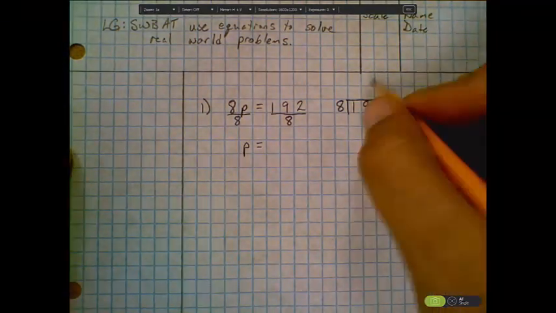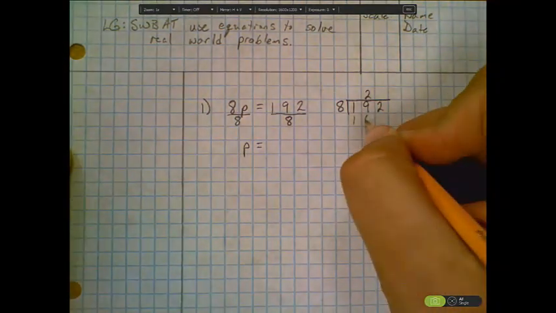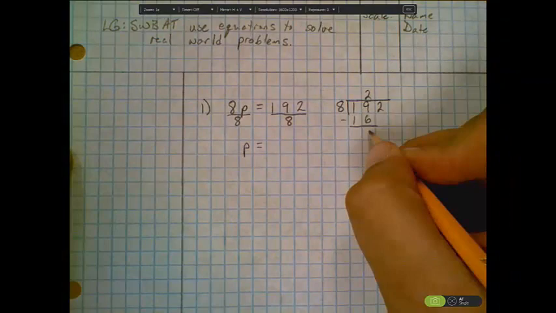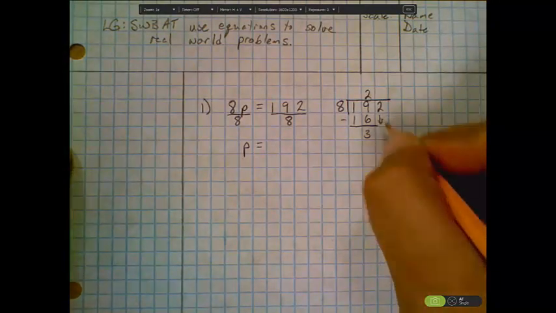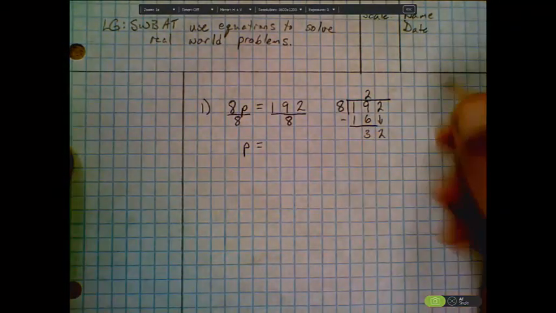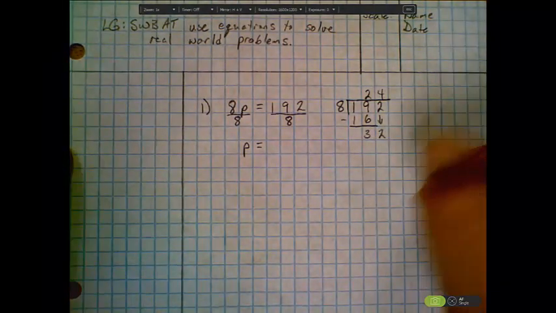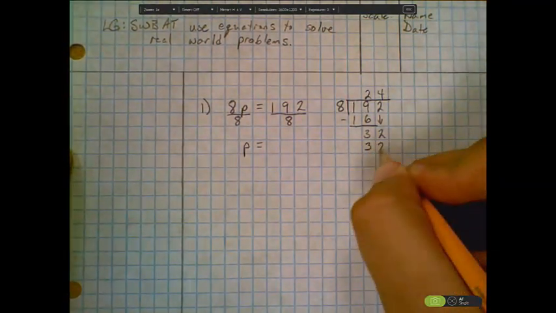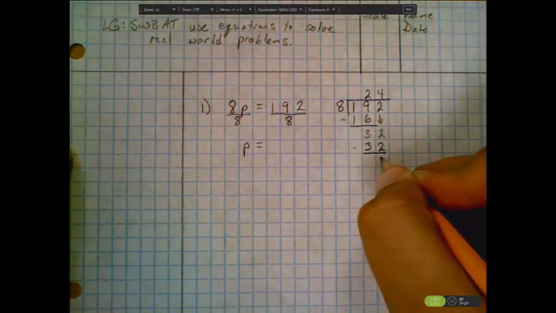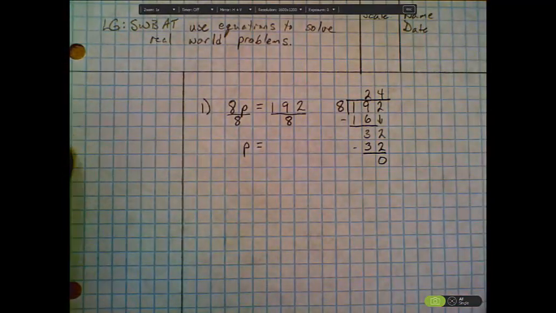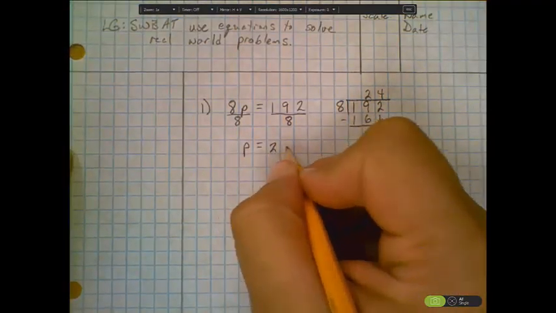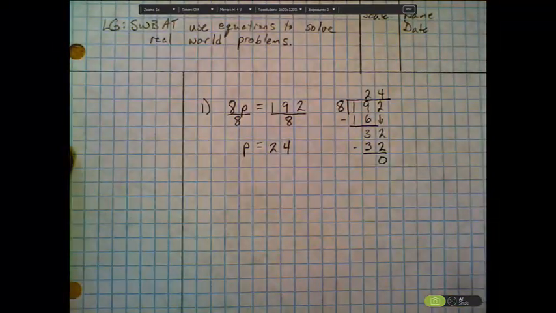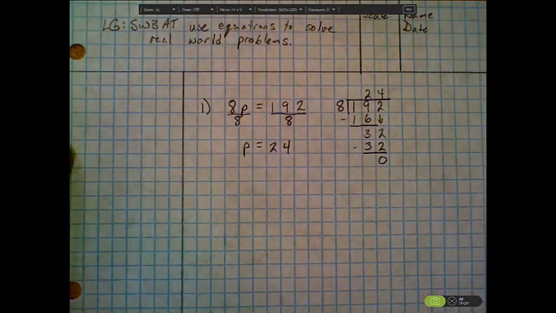8 goes into 19 2 times, which is equal to 16. Subtract and get 3, bring down the 2. 8 goes into 32 4 times. 4 times 8 is 32. Subtract, and we have a remainder of 0. So P is equal to 24. That means that each picture had a value of $24.